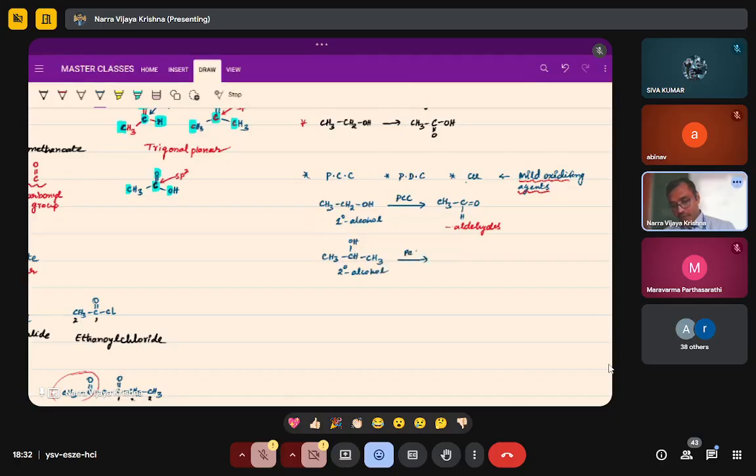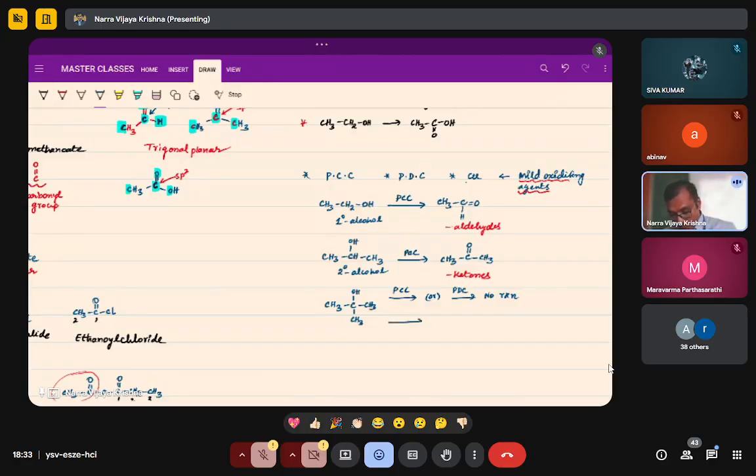Right? Now, do the same thing. Now what did you get? Ketones. Now, if it is a tertiary alcohol, no reaction. If it is a mild oxidizing agent, no reaction. With PCC or PDC, no reaction. Only one special case.